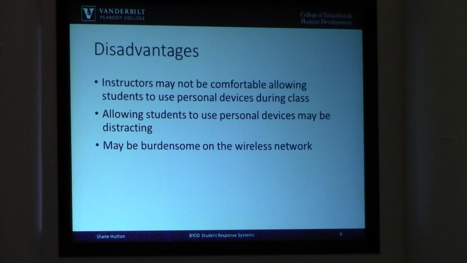The other problem is more of an infrastructure problem within the classroom or the university where you teach, and that is the wireless network. So these students will be connecting to the wireless network and utilizing that to answer these polling questions and other things that they'll be doing on this BYOD response system. And so you want to have a strong wireless network for that.